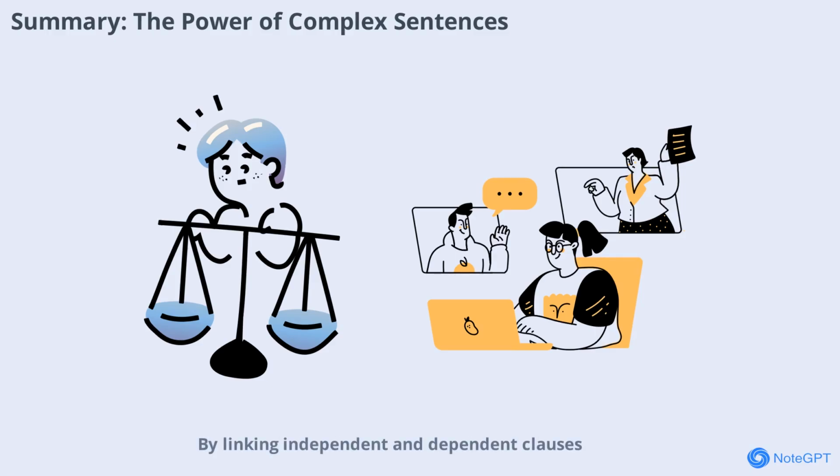By linking independent and dependent clauses, you can show relationships like cause and effect, time, condition, or contrast. This not only makes your writing and speaking clearer but also helps you emphasize what's most important. Whether you're writing essays, telling stories, or having conversations, mastering complex sentences will give you greater control over your language and help you communicate more effectively. Keep practicing by combining simple sentences, and soon you'll find your English skills reaching a new level.